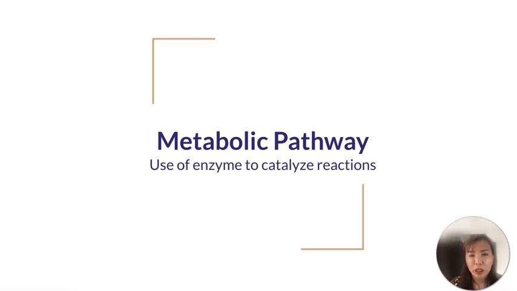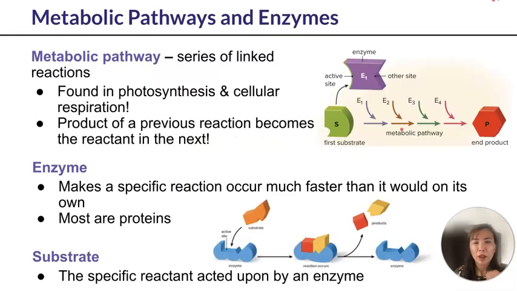Metabolic pathways. So how can we use enzymes to help catalyze reactions within a pathway? First, let's define what a metabolic pathway is. A metabolic pathway is a series of linked reactions. If we look at our figure, we can see that we have multiple reactions, one, two, three, four reactions, and these reactions go from a substrate being converted to an end product.